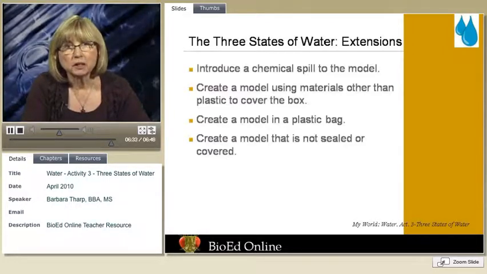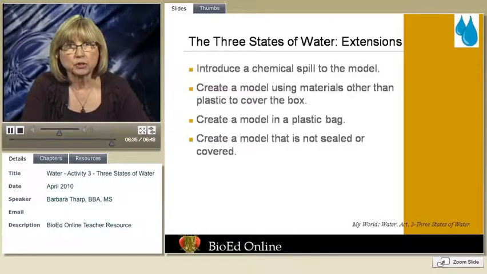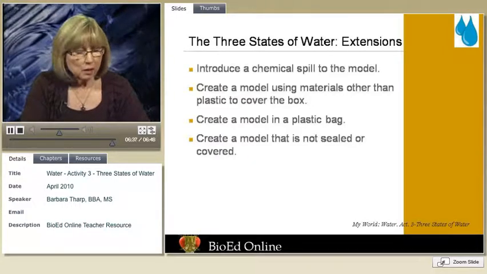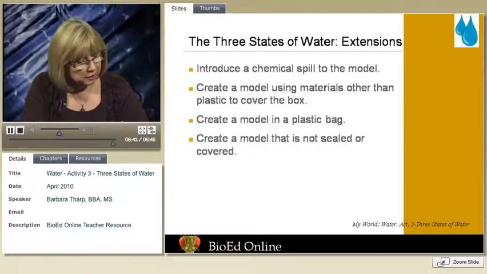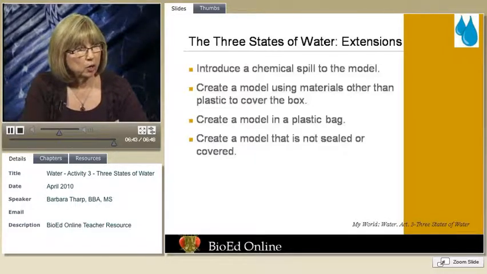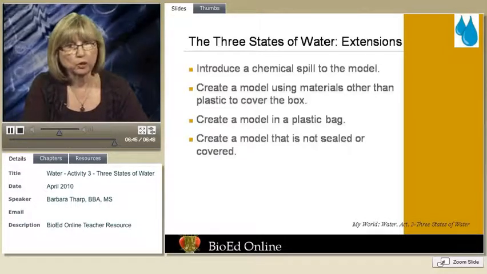The basic bottom line is that students will understand the whole water cycle, how it happens, and that it's a continual cycle, and that we only have so much water on Earth, and that's the water that we use over and over again.